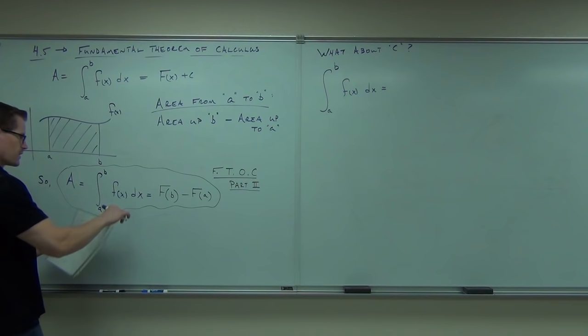I got that. Did you get that? Mm-hmm. Cool. What's it mean? It's an area. What type of an area? Is it total area or net signed area? Net signed. Good. We haven't talked about absolute value or anything.